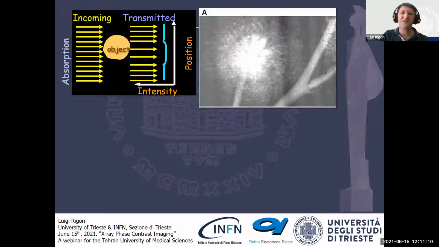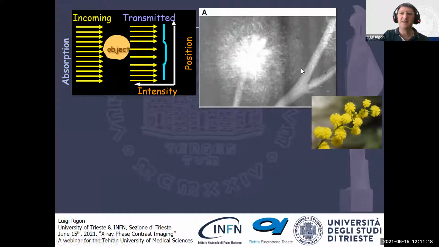As an example, I will show you the first image that we made. Actually, this is an absorption image. This is a mimosa flower. It was probably the first image that we made. I was an undergrad student at the time. It was 1997. This was done at the synchrotron. You see, this is one of these single flowers here. This is in absorption configuration, so with the detector very close to the object. You see something, but the contrast is not that much, right?